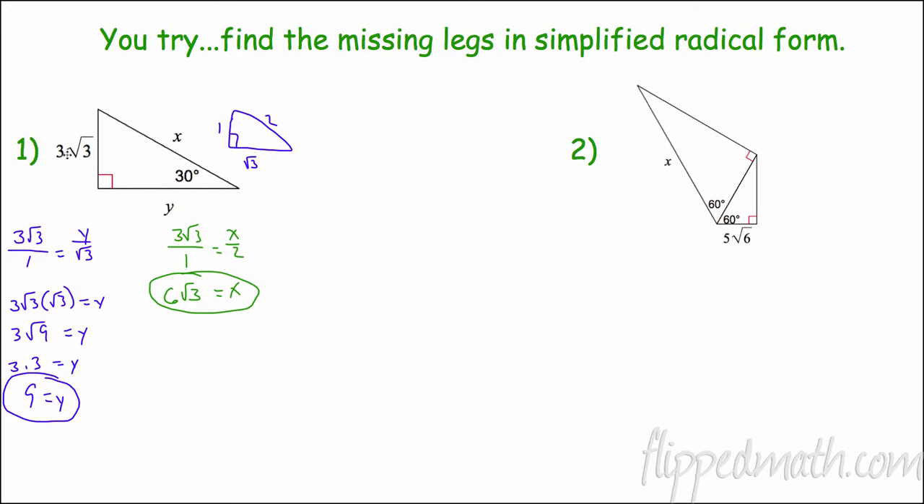So over here, I have 3 radical 3 over the same side as 1, and y over the same side radical 3. Multiplied radical 3 up, got radical 9, which is, the square root of 9 is 3. 3 times 3 is 9. So y was 9. Then I did the second 3 radical 3 over 1, and then the big side over 2, which is 6 radical 3. Over here, let's do this one.